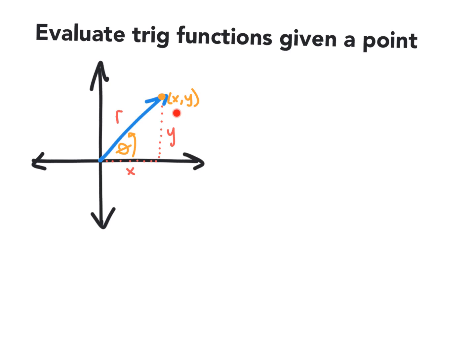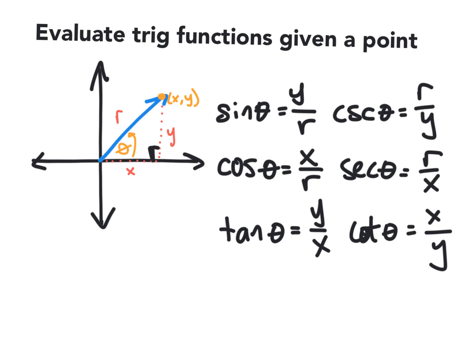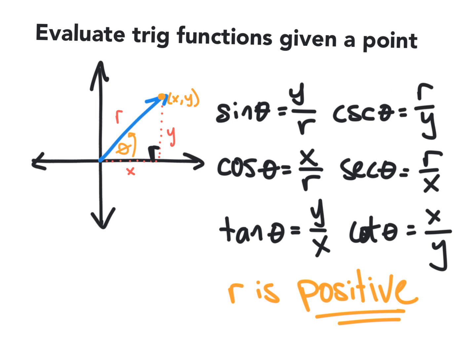The first thing we're going to talk about is evaluating trig functions from a given point x and y. We can use the distance out x and up y to find the hypotenuse of this triangle, since this is a right triangle, and we can use that to evaluate all the trig functions. From SOHCAHTOA, we can build all of our basic trig functions in terms of x, y, and r. And r will always be positive.